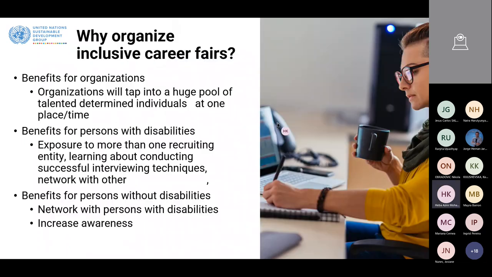So why do we have to organize virtual inclusive career fairs? It has benefits for organizations, for persons with disabilities, and for persons without disabilities. So I'd like you to unmute yourselves, feel free to speak up. What do you think are the benefits for organizations if they organize an inclusive career fair?